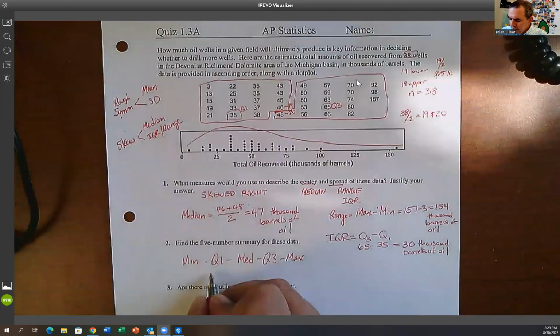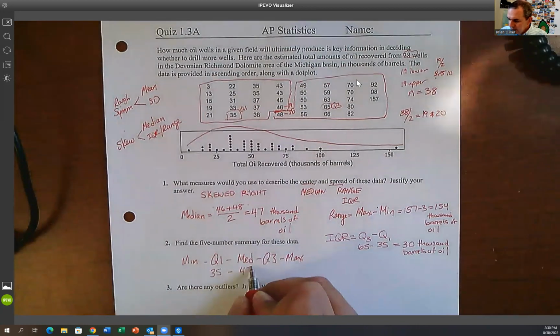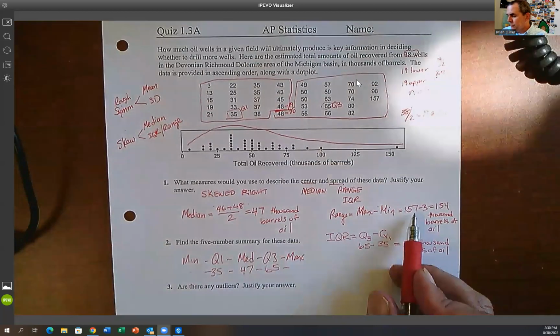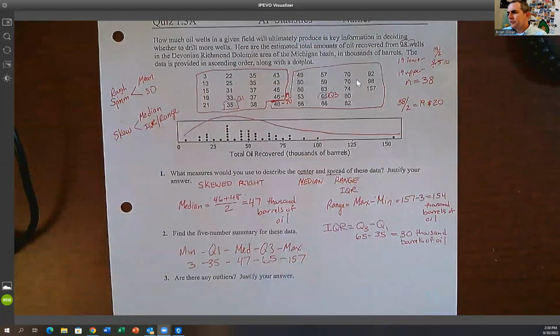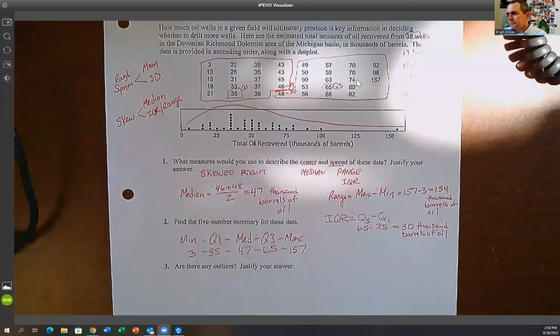I know that this is 35. I know that this, right up top, is 47. This is 65. Min and max are easy. We actually already got those as well. 157 is your max. 3 is your min. There's my 5-number summary: 3, 35, 47, 65, 157.